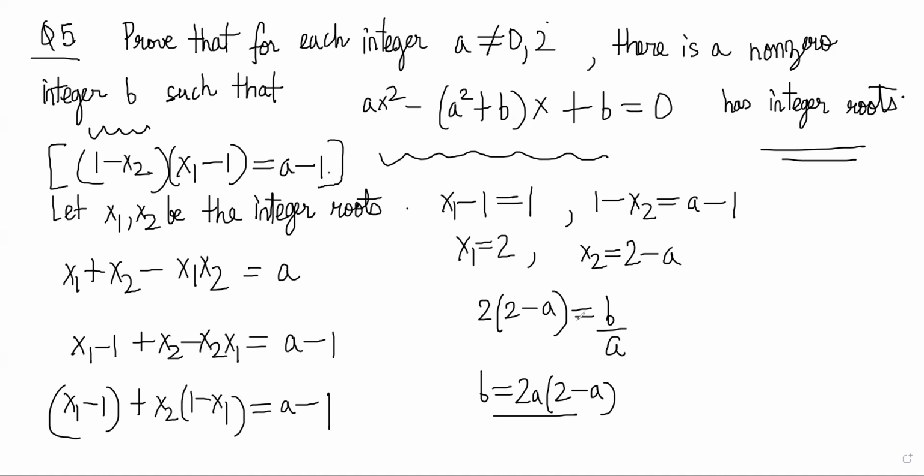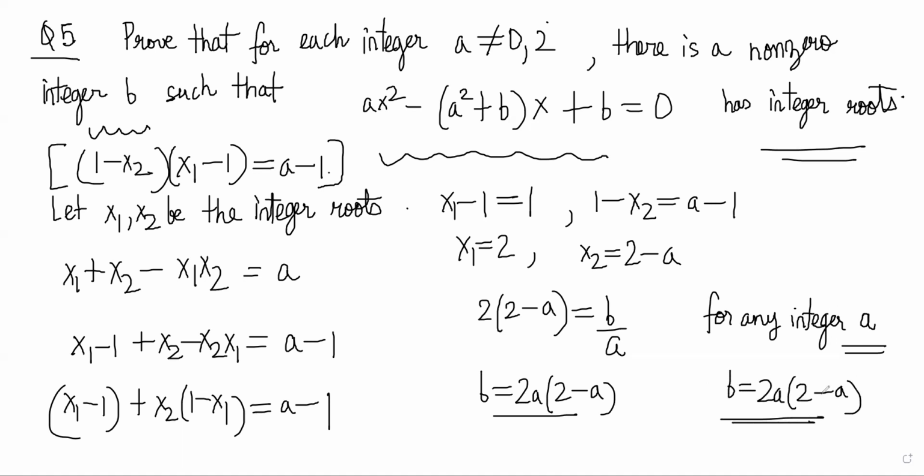So for any integer a except 0 and 2, you can see b is 2a times 2 minus a, which is clearly going to be another integer. And since a is not equal to 0 and 2, b will be a non-zero integer. That's what I wanted to prove: b is a non-zero integer.